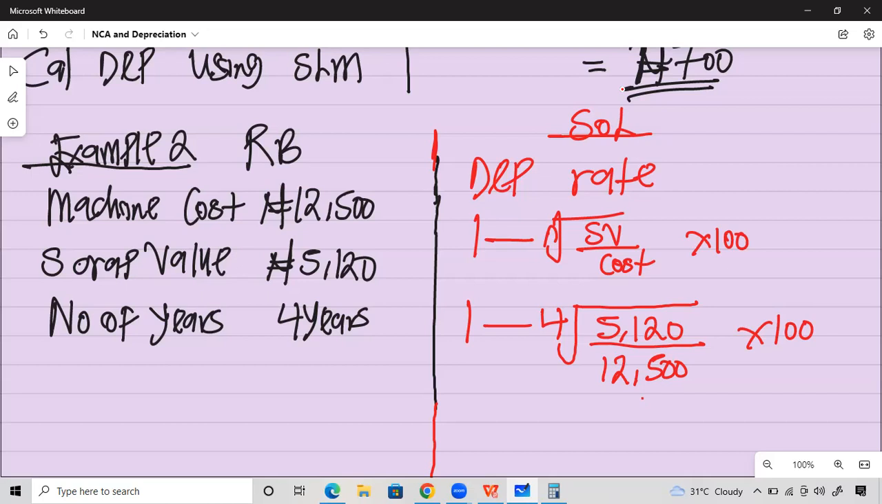So what you just do, just press 4, then press shift square root. 4 shift square root of this number, 5,120 divided by 12,500. Whatever you now have, you now say 1 minus the answer. Whatever you now have there, you now say multiply by 100. It will give you the rate.